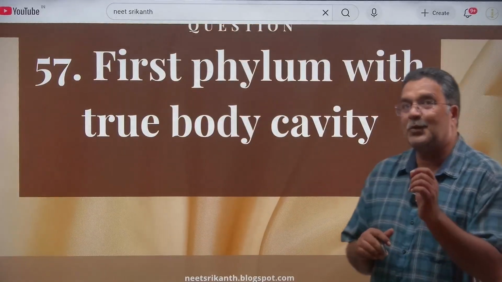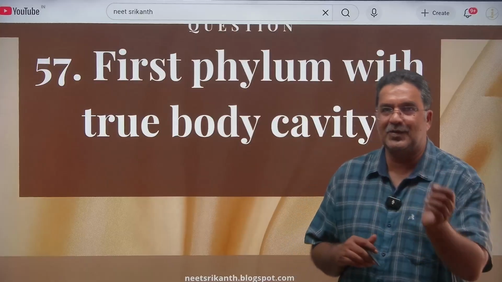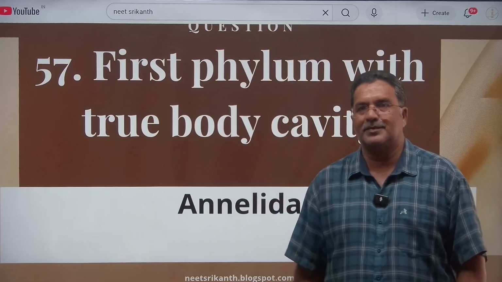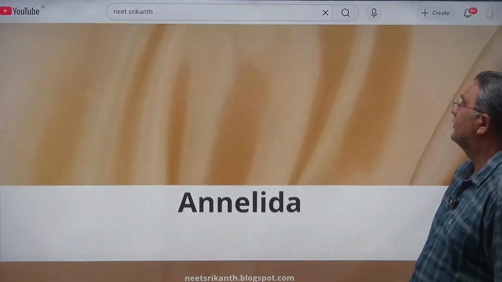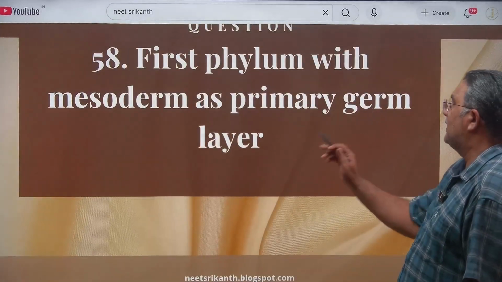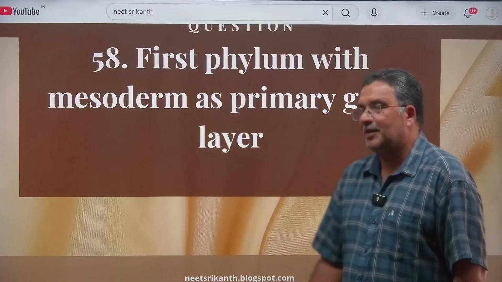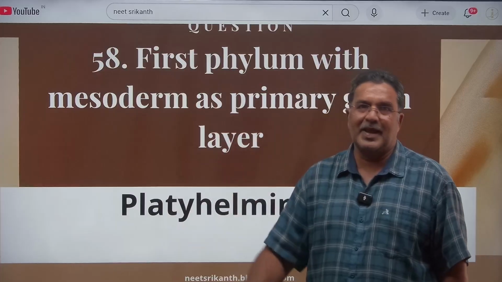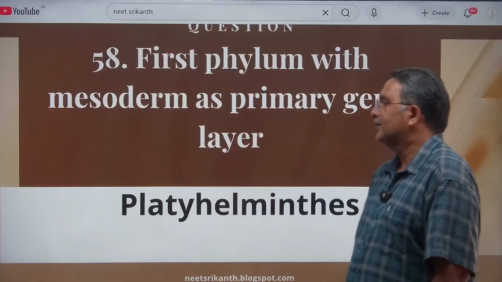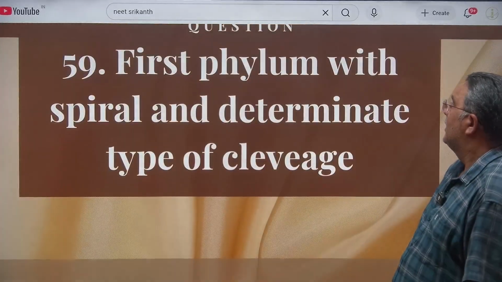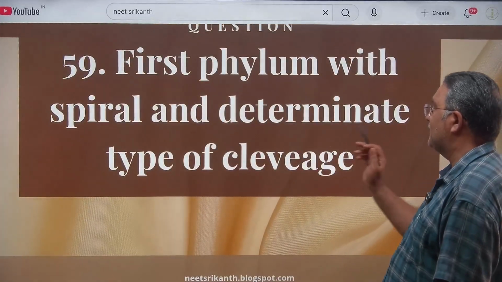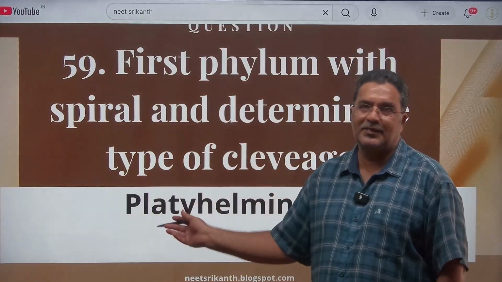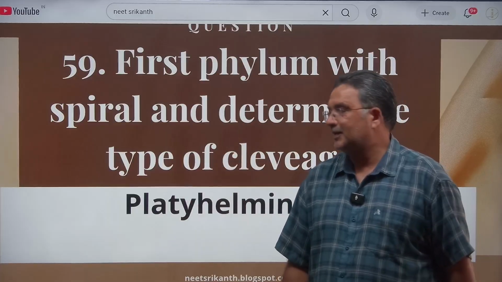First phylum with true body cavity. As I said to you, schizocoelom and enterocoelom are both true body cavities, so phylum Annelida is the answer. First phylum with mesoderm as a primary germ layer, asking about triploblastic animals. Who is that? Phylum Platyhelminthes. First phylum with spiral and determinate type of cleavage. Where did we see this? Protostomia. So the answer will be phylum Platyhelminthes.